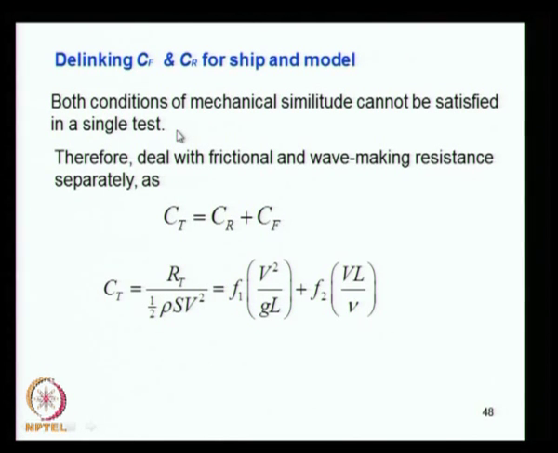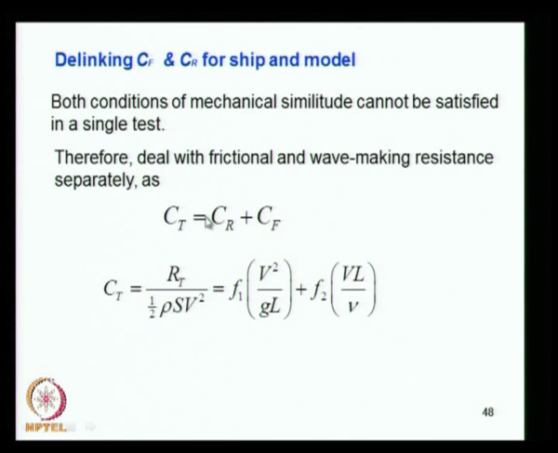We have already seen that the velocities of the model are totally different when you satisfy these two conditions, which is not possible. In the same run you will not be able to satisfy these two conditions. And the other option, as I said, is using a superfluid, but again such a fluid does not exist, so you cannot do it. Therefore, deal with frictional resistance and wave making resistance separately. So there is an easier, practically acceptable way of treating the resistance prediction from model test to the prototype.